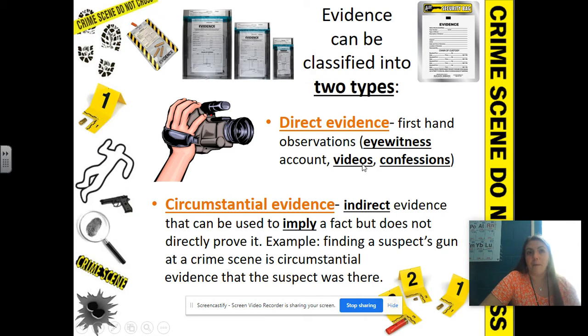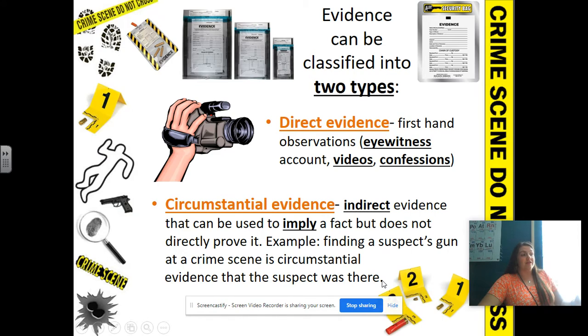So if you had multiple pictures taken that showed you the progression of a crime, then that would also work. Now, circumstantial is everything else, okay? So circumstantial evidence is indirect evidence, meaning that all it can do is imply a fact, but does not directly prove it. So an example: finding a suspect's gun at the crime scene. It's circumstantial evidence that the suspect was there.